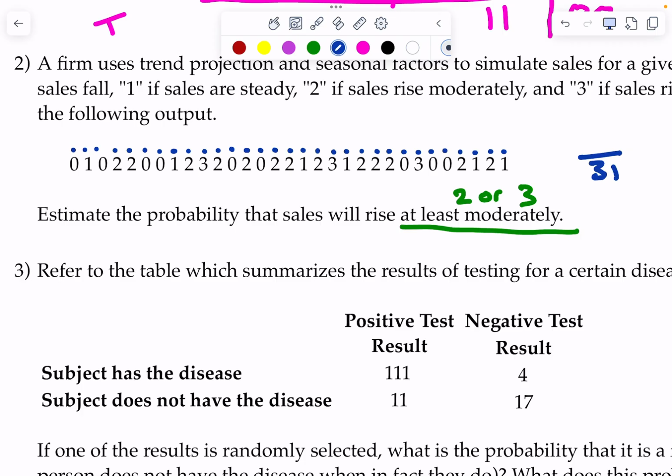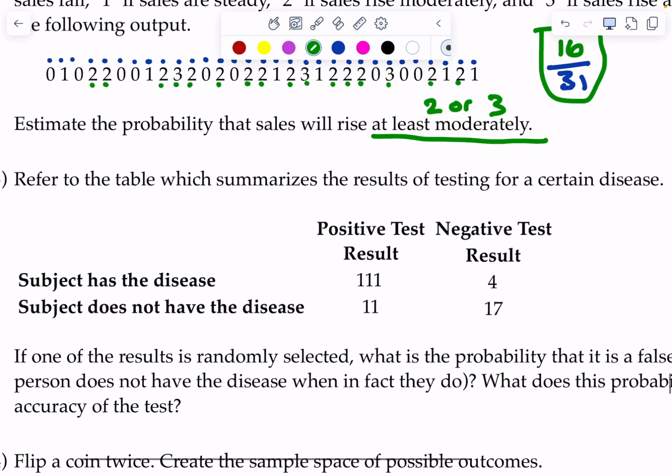So we're looking at 2s or 3s. Now, or means add, right? Or we could just count 2s and 3s together. There's 16 2s or 3s. Okay, so 1, 2, 3, 4, 5, 6, 7, 8, 9, 10, 11, 12, 13, 14, 15, 16. That's what I got as well. 16 over 31 that are 2s or 3s. We're adding the 2s and 3s together, right?